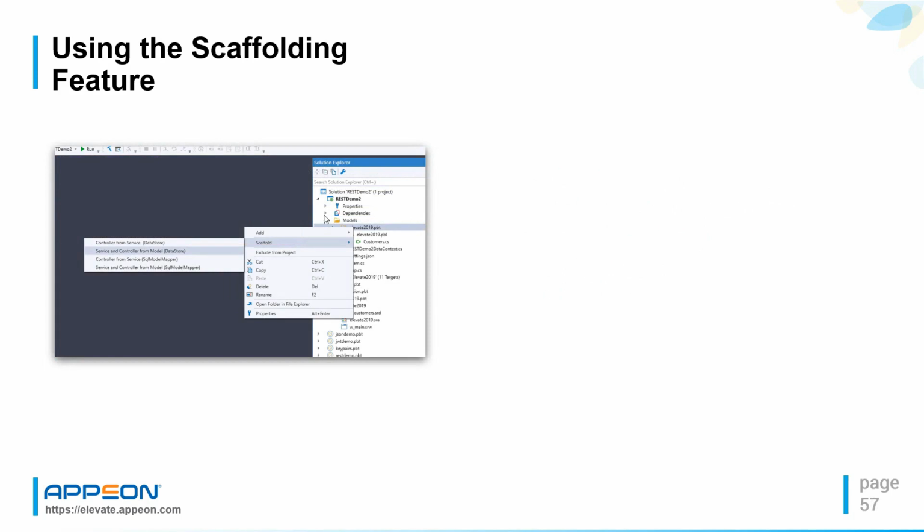Now that I have the customers data model, I'm going to right click on my models folder and choose the scaffold option, and then choose the option to create the service controller from the model. You notice there's other options there. You can create just a controller from the service if you've already created a service, and there are different options using either the data store or the SQL model mapper, which we haven't talked about yet. But I'm going to check that second option. I've got the model that I generated from the data window. Go ahead and create my service controller for me.